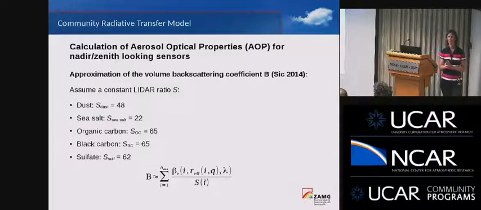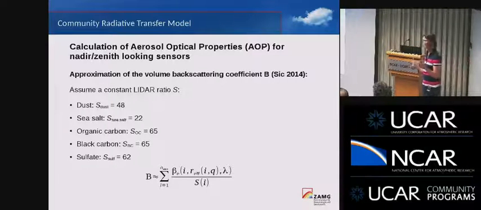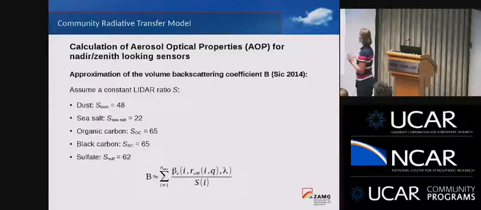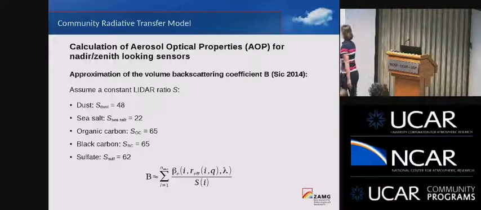But it's a highly variable quantity, but on average, you can assume that it is constant for different aerosol types. It's a strong approximation. It's not the truth. But if you look over a lot of aerosol, this is what you get on average. So you can assume these values for the LiDAR ratio.